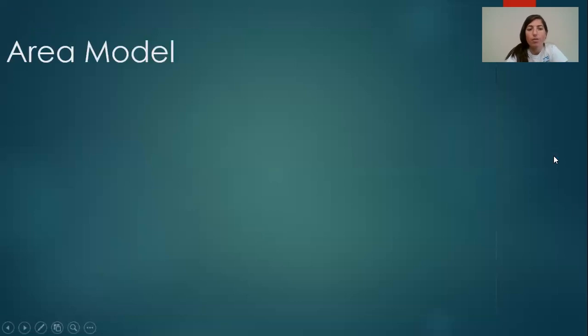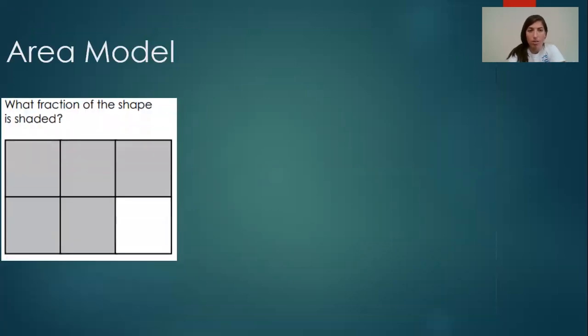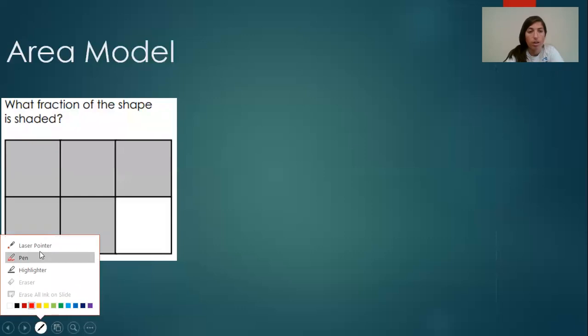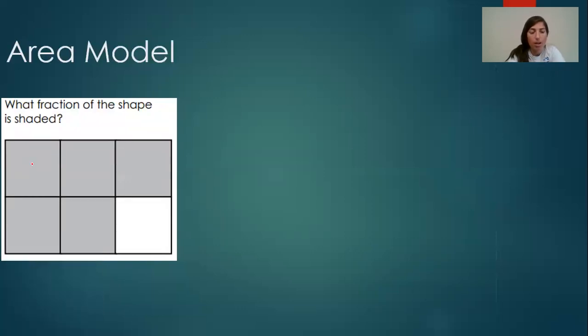Okay. So the first one we're going to look at is the area model. So we're going to look at their first question over here, and it says, what fraction of the shape is shaded? And if you remember, the numerator is going to tell us what part we're looking for. So in this case, it's asking for what's shaded. And our denominator is the total amount in the whole.